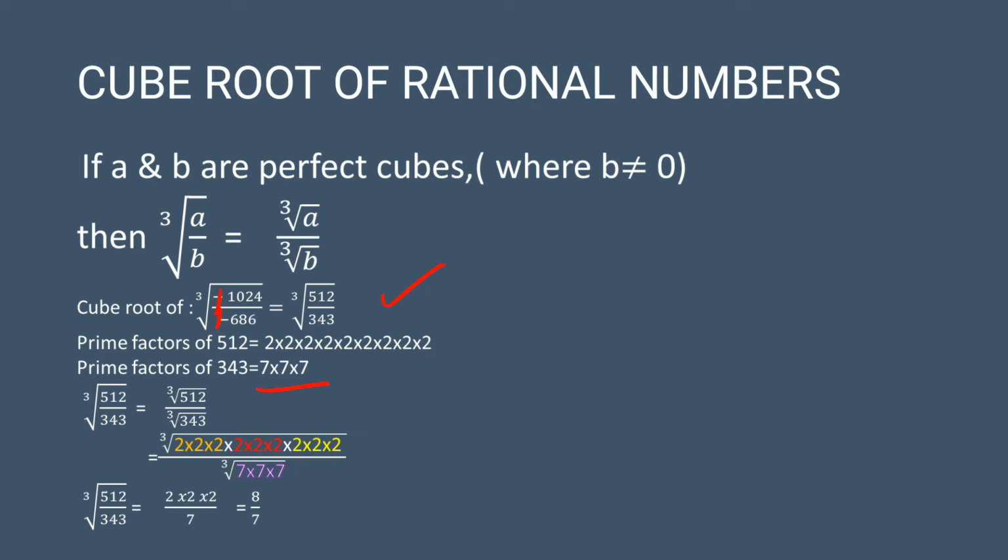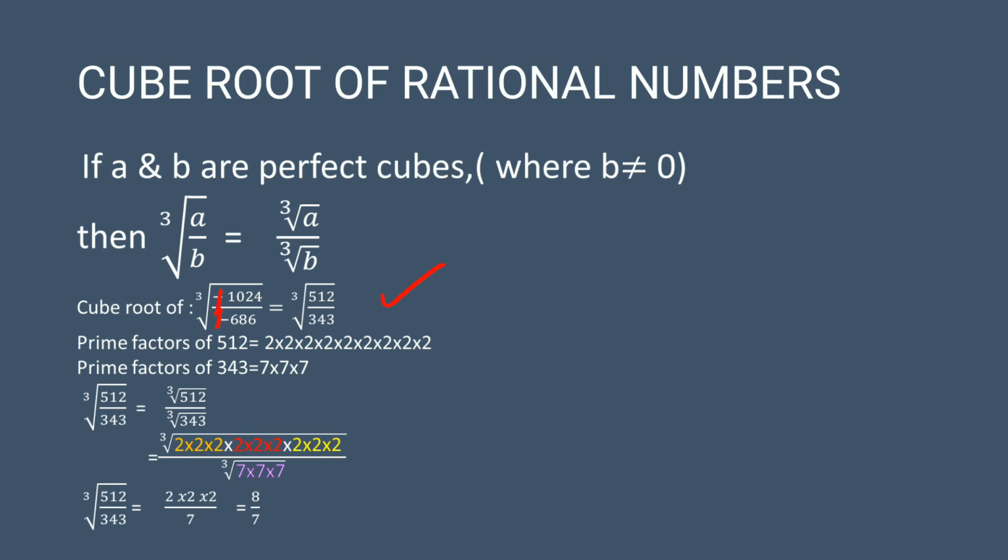Write down the statement again, and write it equal to cube root of numerator divided by cube root of denominator. Put the sign of cube root and write all the factors of 512, and in the denominator write all the factors of 343, and find the cube root of numerator as well as denominator.